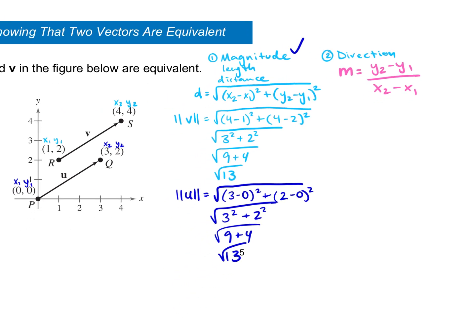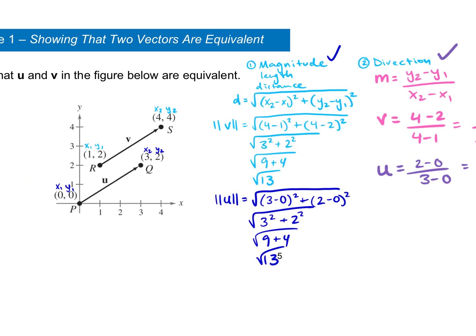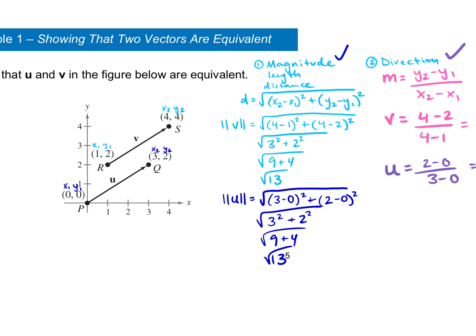So let's find the slope of vector V. 4 minus 2 over 4 minus 1 would be 2 over 3. Next, let's find the slope for vector U. Y2 minus y1 would be 2 minus 0 over 3 minus 0, so 2 over 3. Are the directions the same for both of them? Yes. So if our magnitude and direction are the same, are our vectors equivalent?